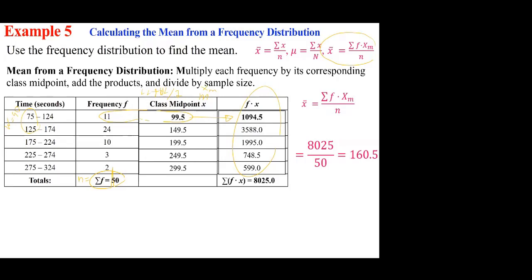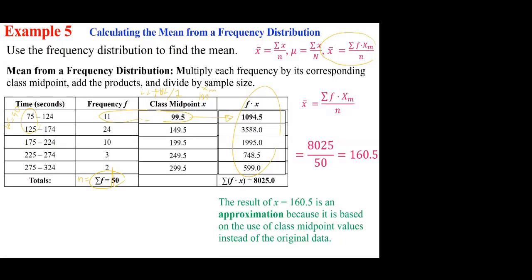That would be the actual mean. But this result, x equals 160.5, is an approximation. Why is that? Because it is based on the use of class midpoints, not the original values. We don't have everything there. So that's one very important observation.